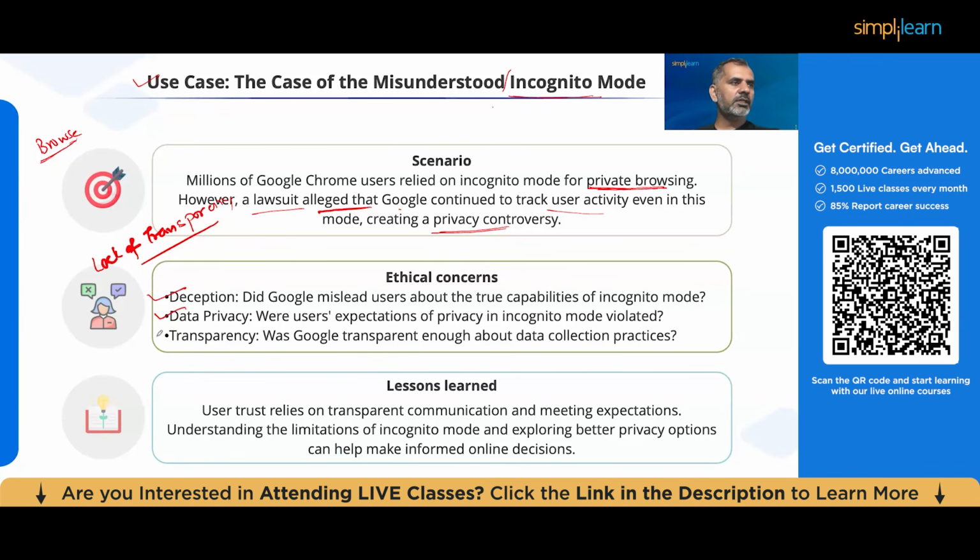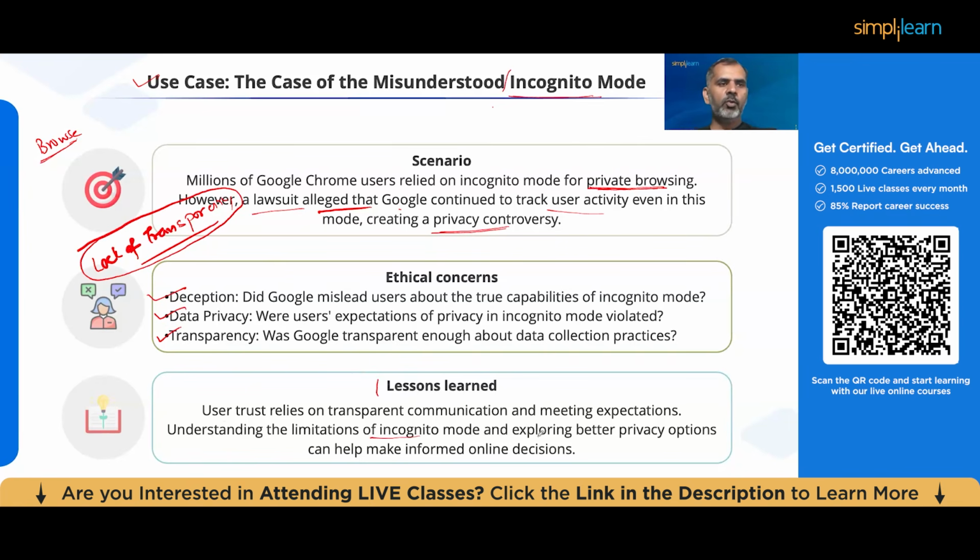And in that process, you can say the Google transparency was not good enough for data collection practices. That means it was lacking in transparency, guys. So what are the lessons learned from this? That user trust relies on transparent communication and meeting expectations. So if you are claiming any services and you are fulfilling those services, then only you can say that you are able to earn the trust and you became fully transparent.